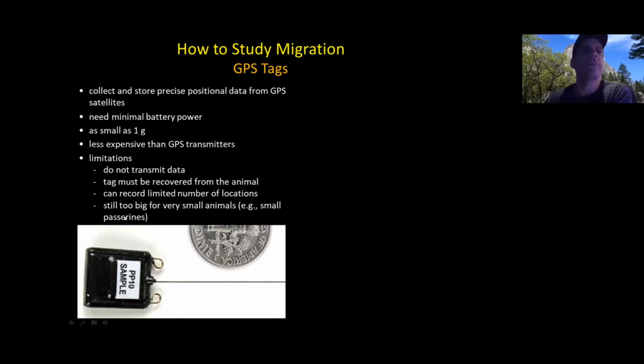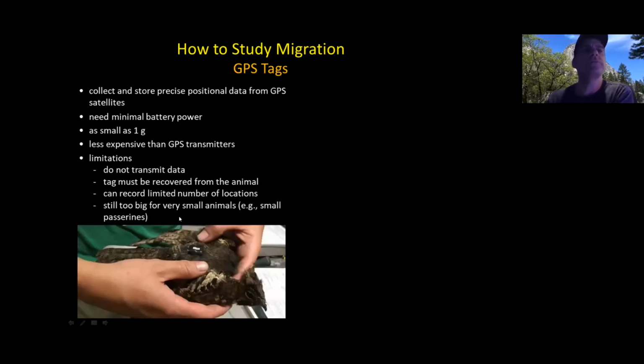And even the 1 gram tags are still too big for very small animals, especially animals that can fly. So you really couldn't put this on anything much smaller than, say, an eastern towhee. And that excludes many passerine birds such as the warblers. These even 1 gram transmitters are still too big for those species.